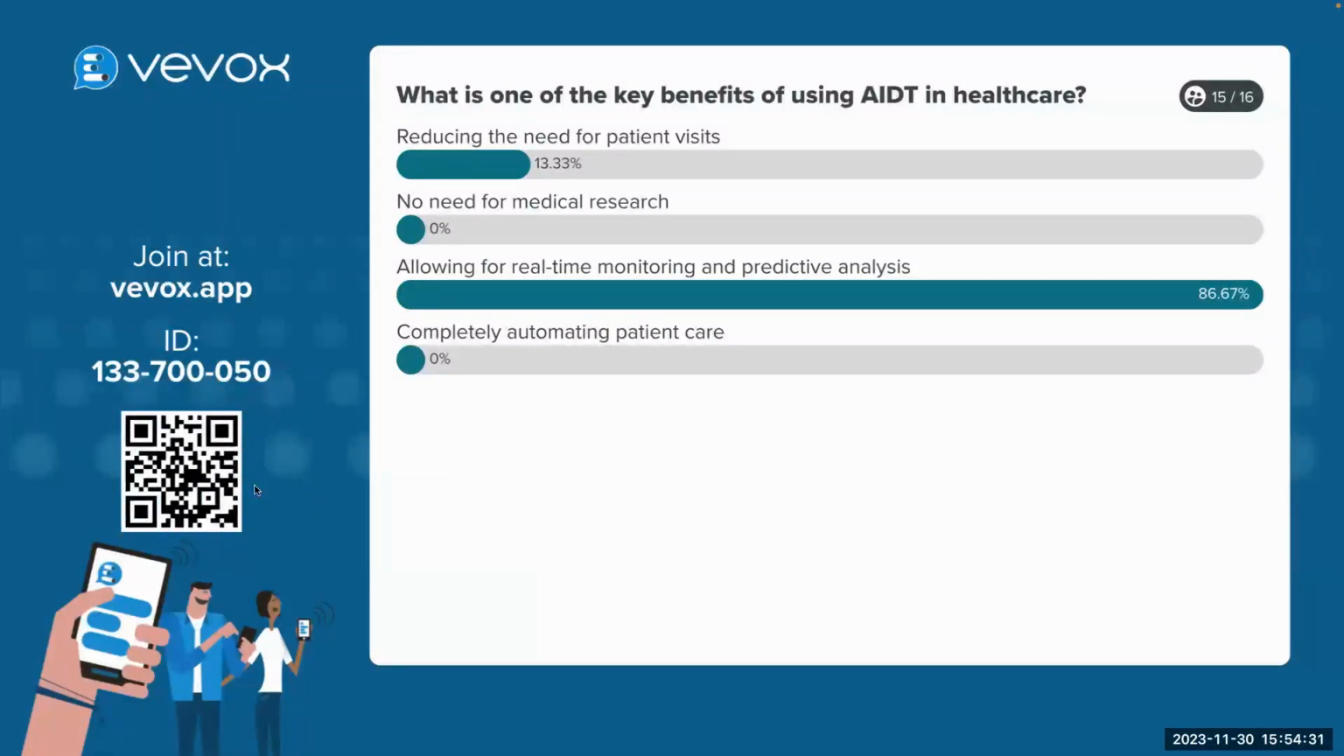Completely automating patient care, the last option. Is it possible to do that? In some cases it might be possible, but I'm not a healthcare professional, so I'm not sure if there are diseases or situations where you can automate the process completely. But no need for medical research is wrong, because AIDT cannot do the research for us. But that's a good point to raise.